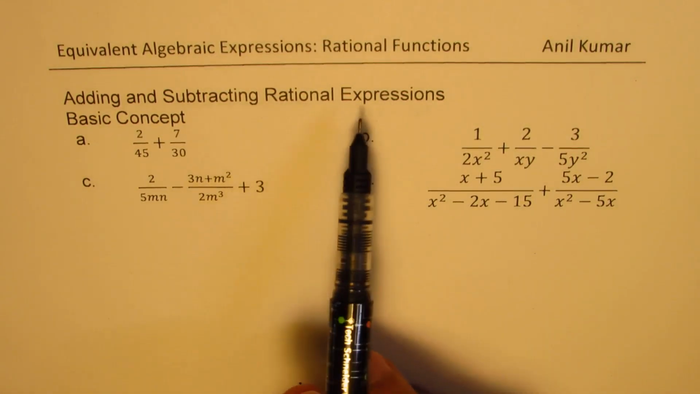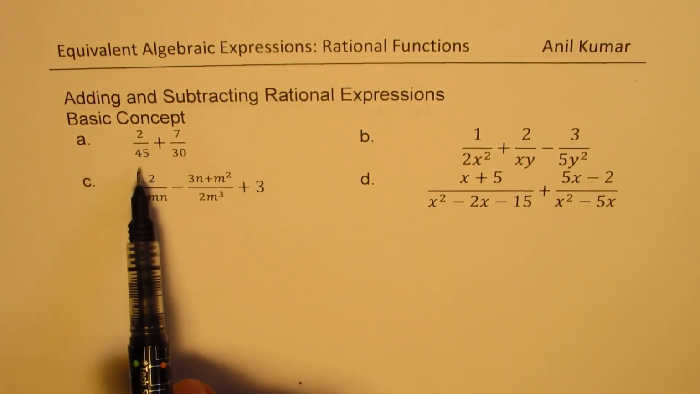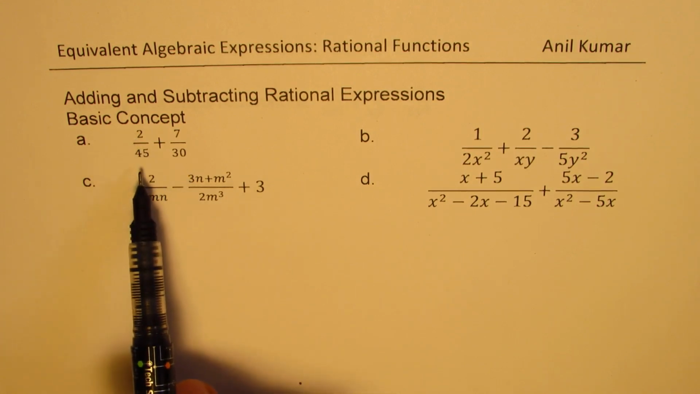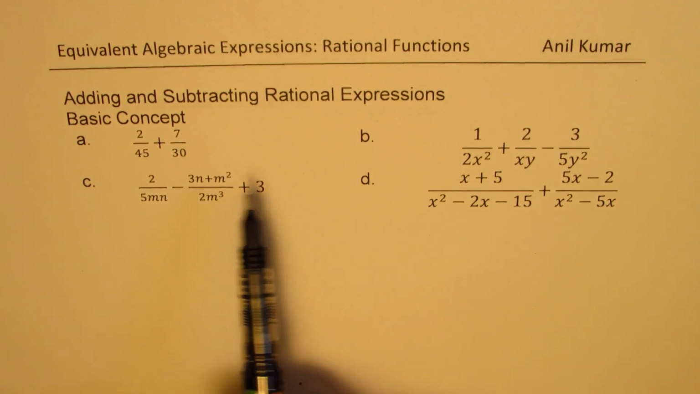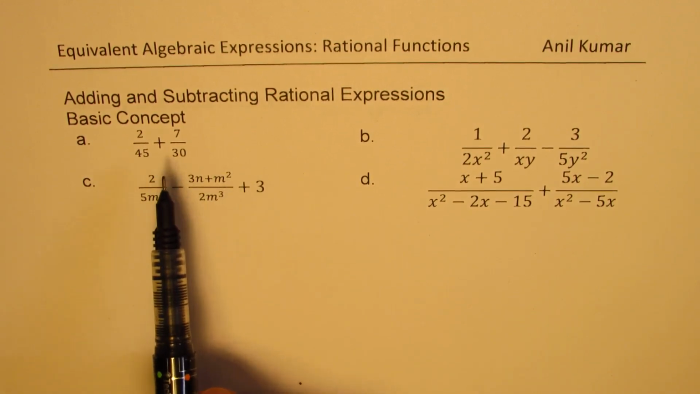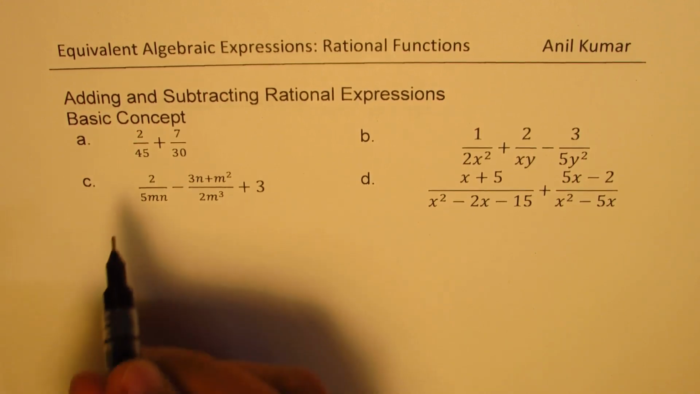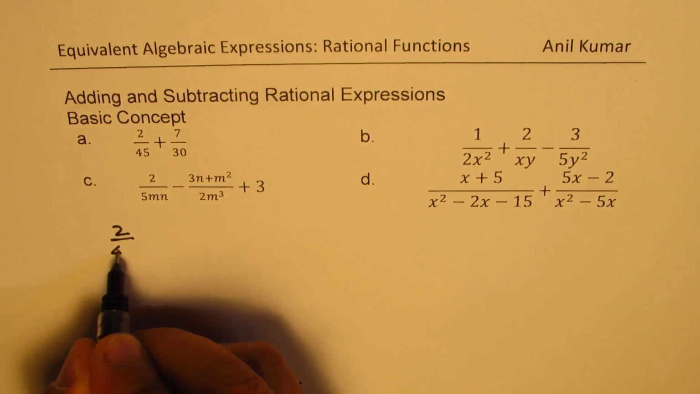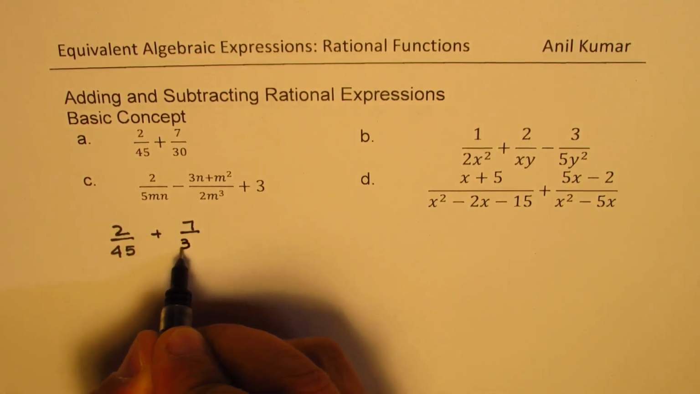Rational expressions are very similar to rational numbers, and therefore the very first example which I have taken is to see how do we add 2 over 45 plus 7 over 30. And then we'll see how we can apply the same concept to add the rational functions. So let's begin with the very first one, which is 2 over 45, and we want to add 7 over 30.